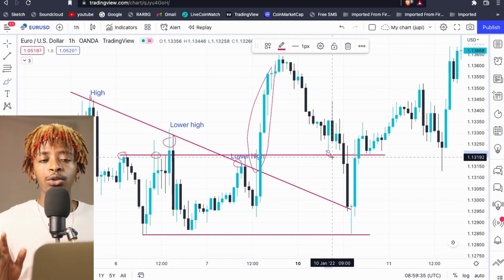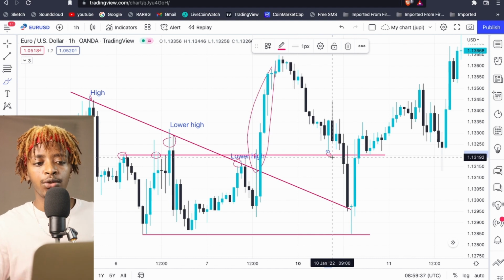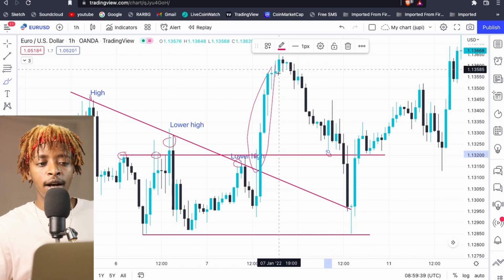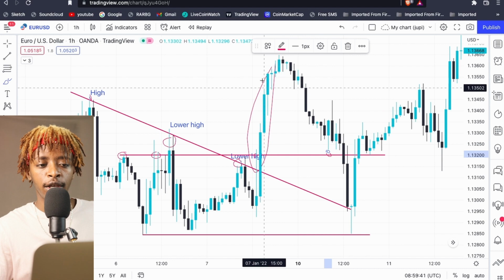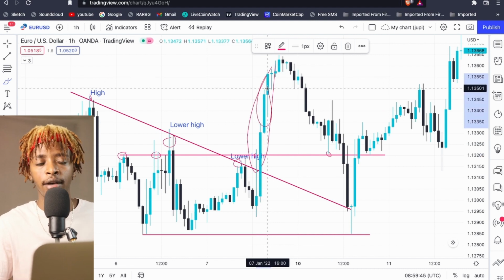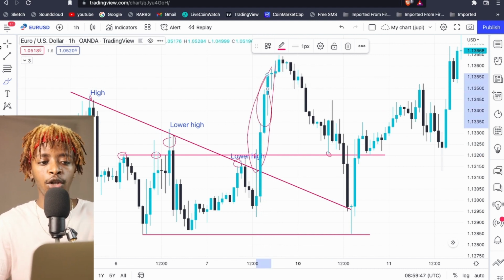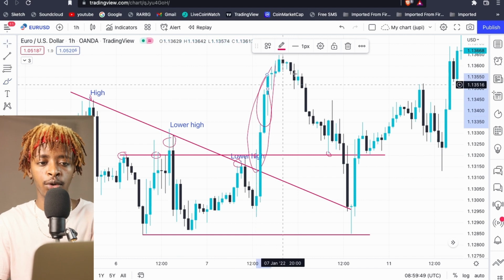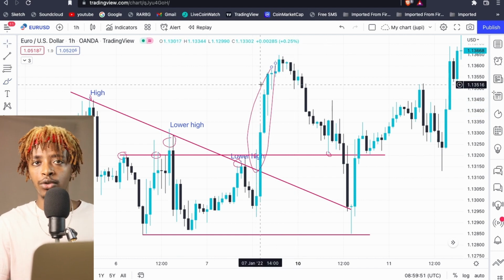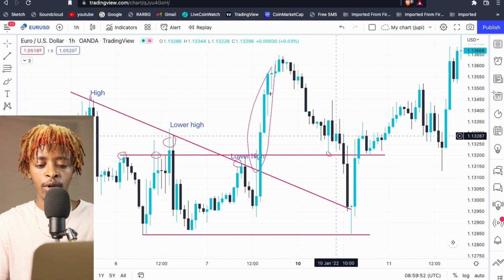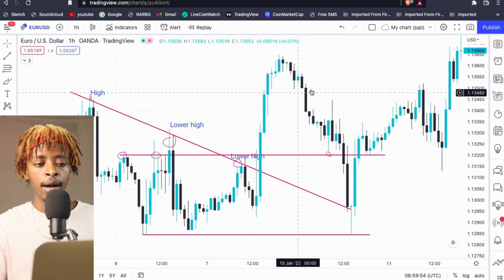So next, what you do is wait for the market to come back down, because since the market broke out of this trend line with huge momentum, you're not going to take a buy over there. There is no signal for you, no indication for you to take a buy entry over there. So what you need to do is wait for the market to come back down.